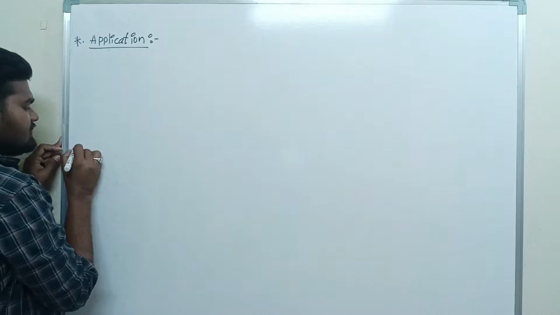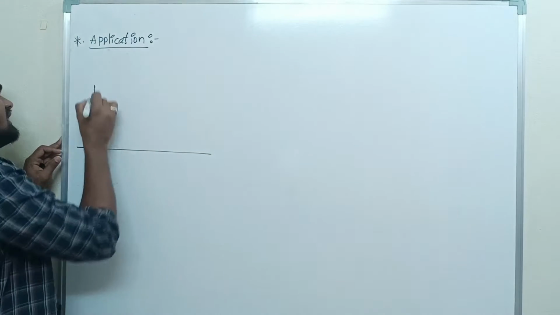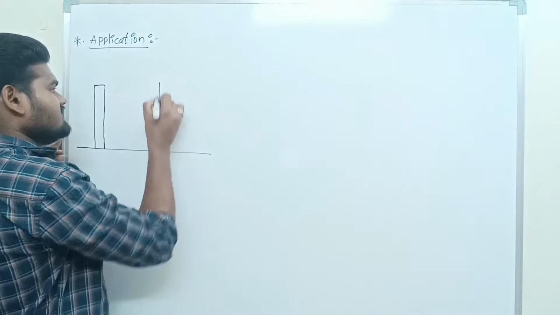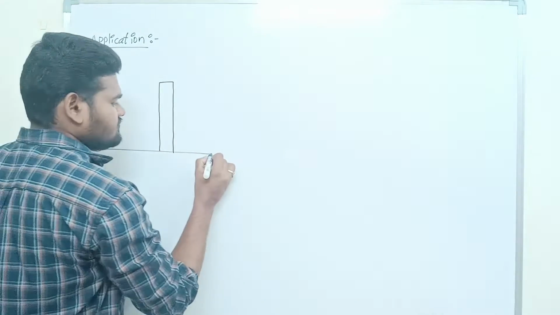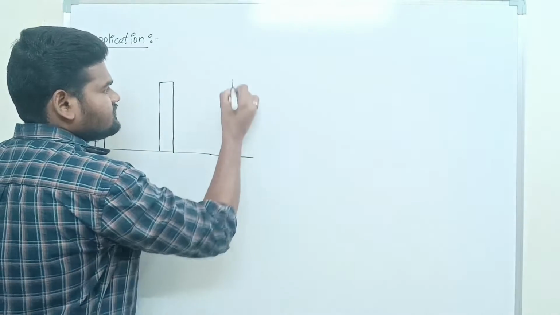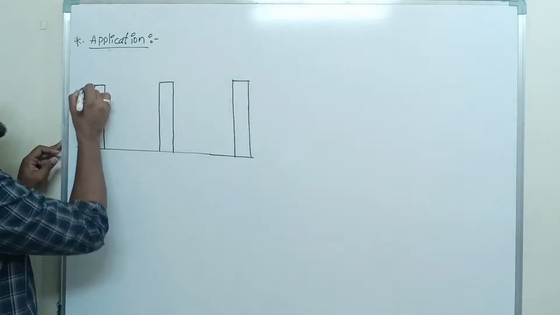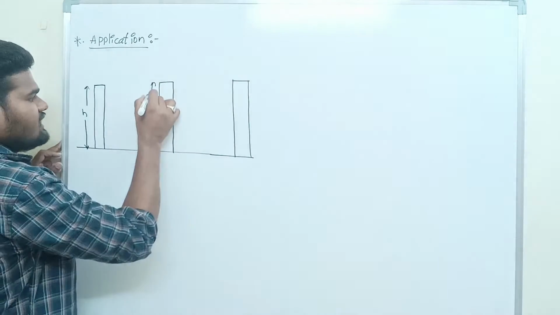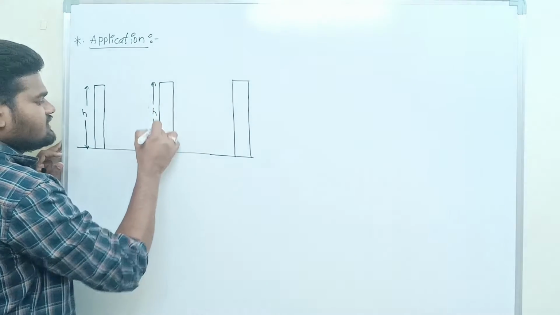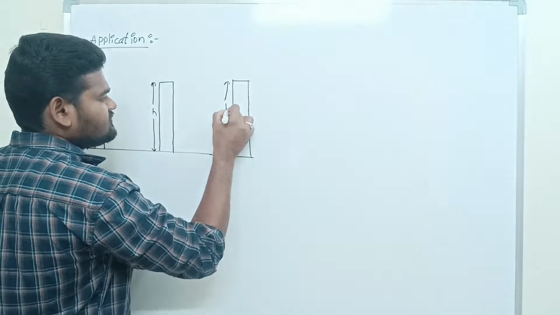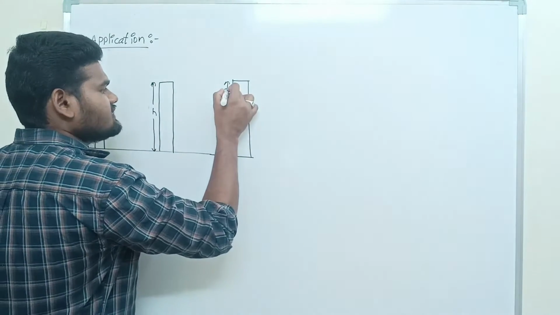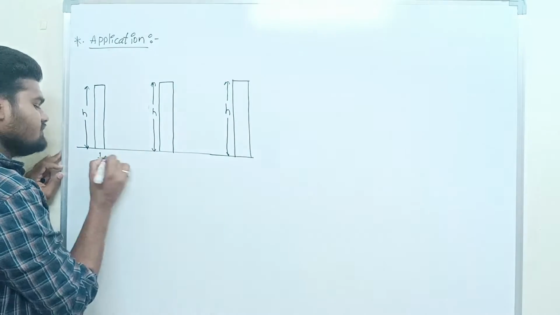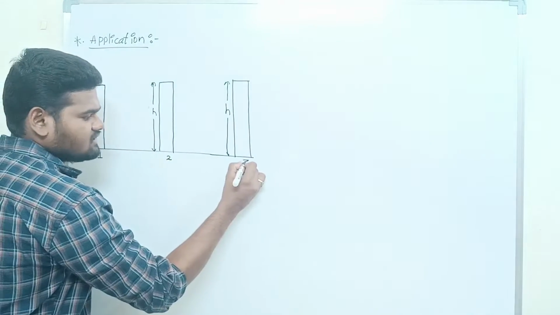So at this time they are taking 3 towers. Let us say this is the first tower, this is the second tower, and this is the third tower. These 3 towers have the same height h from the ground. So at the same height from the ground.